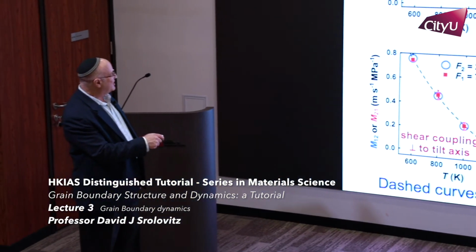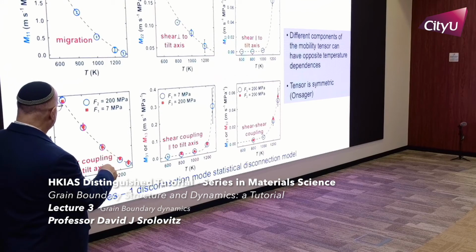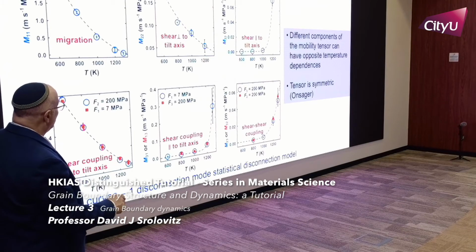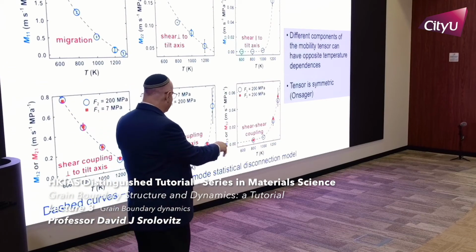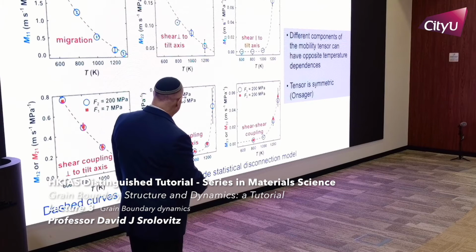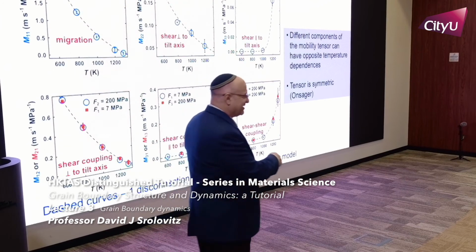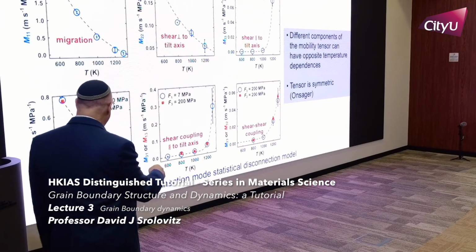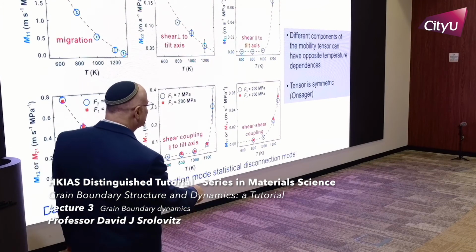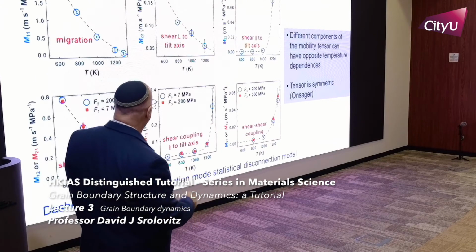But the point is, this term here corresponds to normal grain boundary migration. And in this case, for this particular grain boundary, it decreases with increasing temperature. On the other hand, if I look at shear coupling and I apply a shear parallel to the tilt axis, then the grain boundary starts to move at high temperature, and so that gets faster as you go to higher temperature. And so I've got 6 possibilities. I've got pure migration. I have pure shear stress driving a shear displacement. And then I also have all the shear coupling.